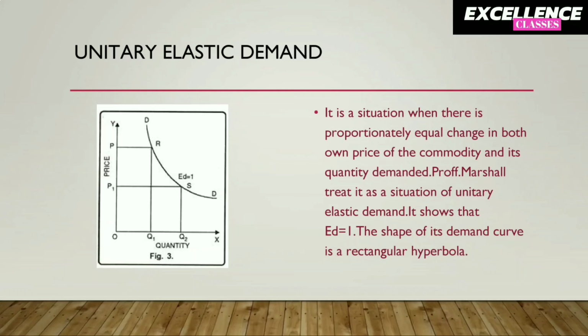It is a situation when there is proportionately equal change in both the price of the commodity and its quantity demanded. Professor Marshall treated it as a situation of unitary elastic demand. It shows that elasticity of demand is equals to 1. The shape of demand curve in this scenario is a rectangular hyperbola. For example, if there is 10% increase in the price of the commodity, there will be 10% decrease in its quantity demanded.